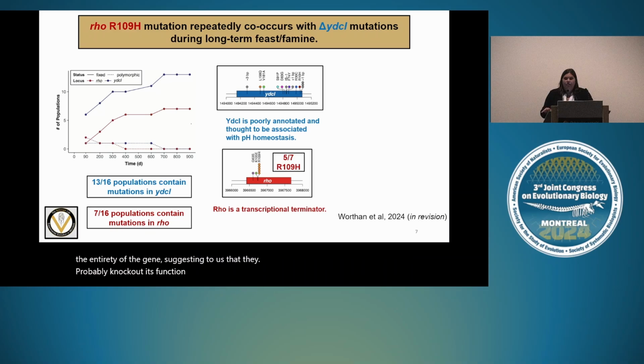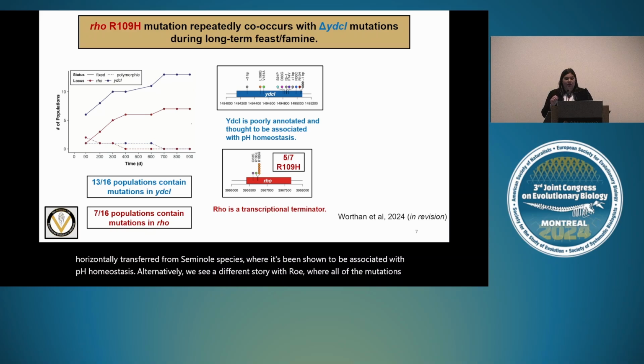ydcI encodes a transcriptional regulator that's thought to be horizontally transferred from Salmonella species, where it's been shown to be associated with pH homeostasis. Alternatively, we see a different story with rho, where all of the mutations cluster in one region of the gene. And in fact, 5 out of the 7 mutations we observed in rho were all the same arginine to histidine mutation.